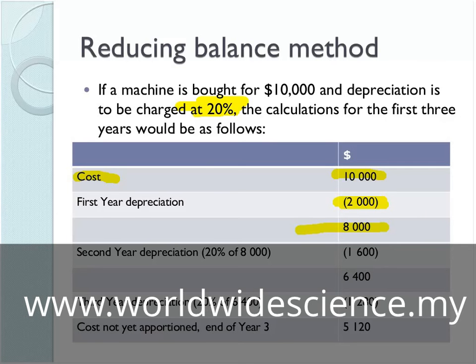The second year depreciation. From the second year, we must take the figure which is given after the first year depreciation, which is deducted already. We calculate 20% from the 8,000, and we will get 1,600, right? And 8,000 minus 1,600 will be 6,400.